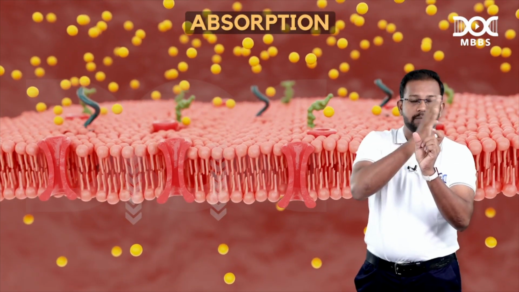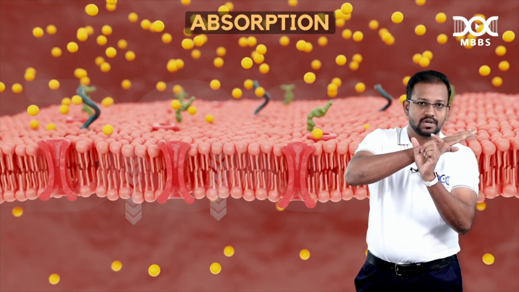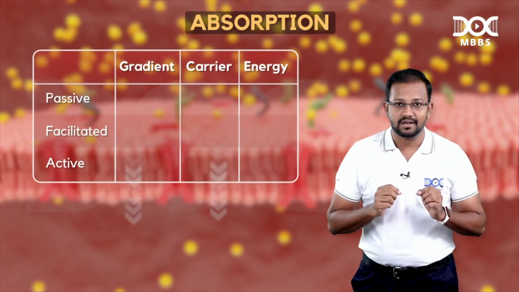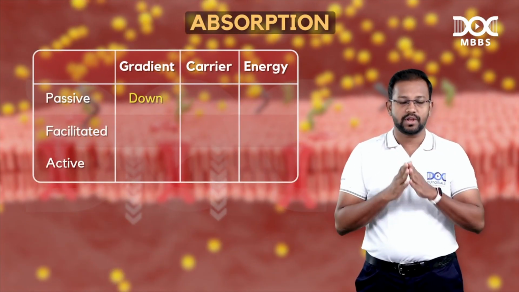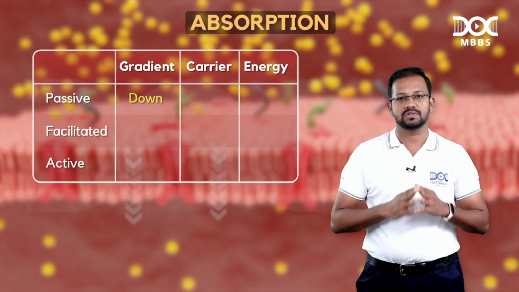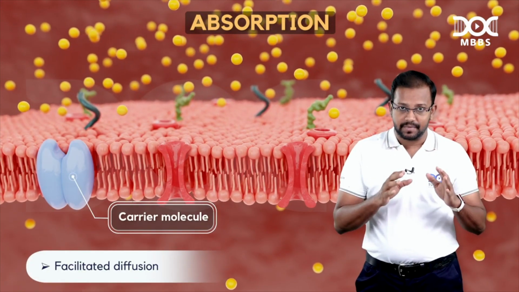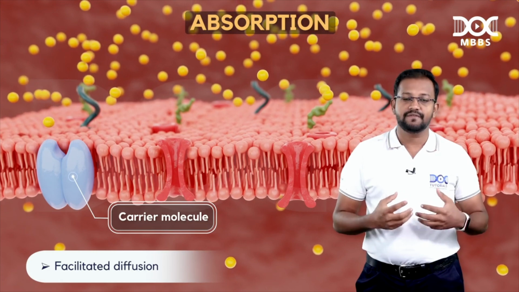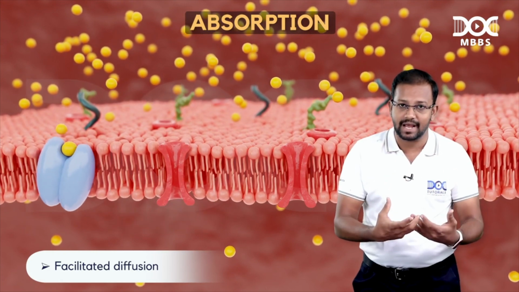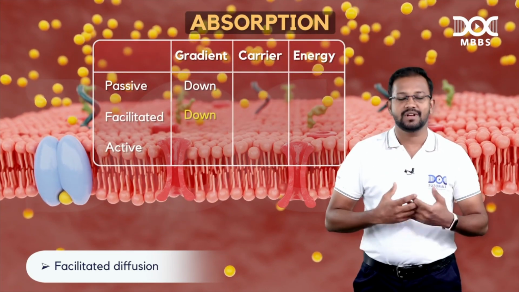It is moving out from a higher concentration towards the lower concentration, which means the gradient here is towards down, right? The molecule is moving from a higher concentration towards lower concentration. What about facilitated diffusion? The same thing happens, right? The same thing has happened, but we are facilitating the diffusion which is already happening. The movement is again down the gradient.